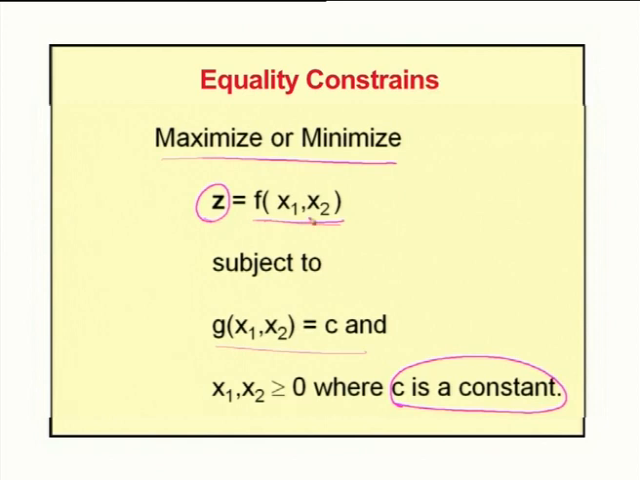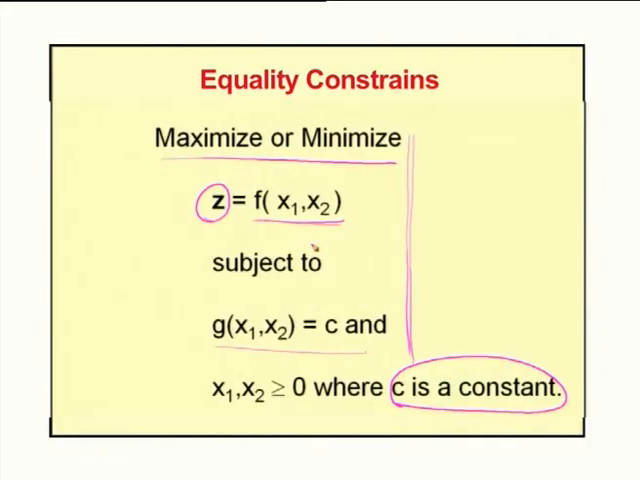So, an NLPP of 2 variables and an equality constraint is considered now. Optimize z equal to f of x1, x2 subject to the constraint g of x1, x2 equal to c and x1, x2 greater than or equal to 0. Here c is a constant. Now, how to optimize such an NLPP, which we are going to discuss in detail. For that, first we think about the necessary condition for solving an NLPP. For that, first we rewrite the given NLPP in a particular form.